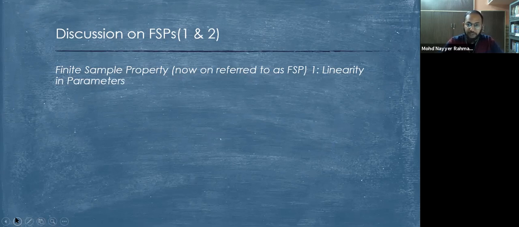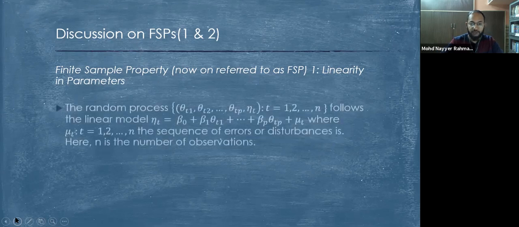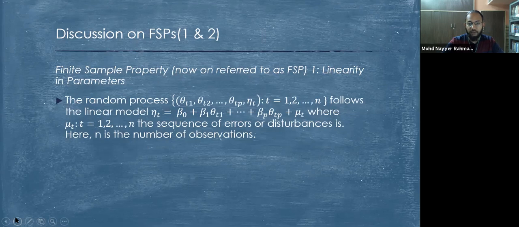Now, what is linearity in regression? People generally understand that linearity of regression has to do with independent variables. No, it has nothing to do with independent variables. Suppose you have an equation, for example, y equals beta 0 plus beta 1 x1 plus beta 2 x2. People generally consider that if x1, x2, x3, x4 are linear in nature, then the model is linear in parameters, which is absolutely wrong.